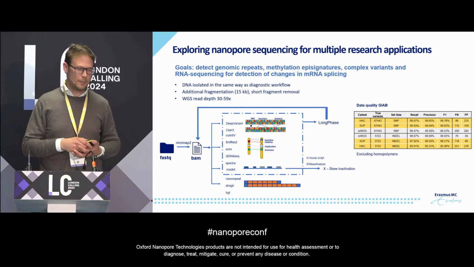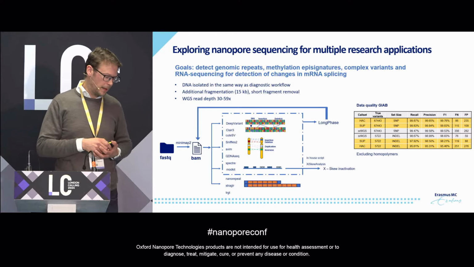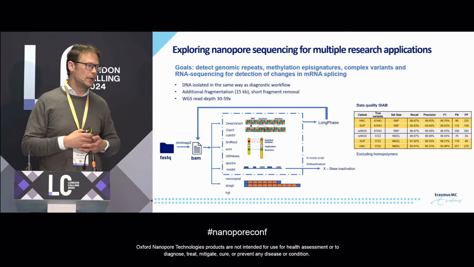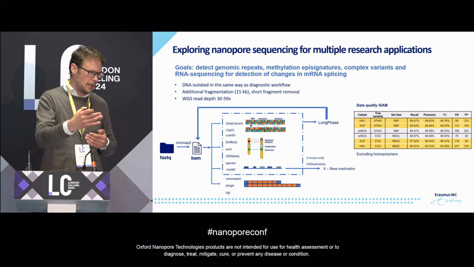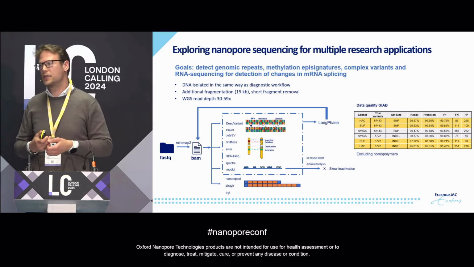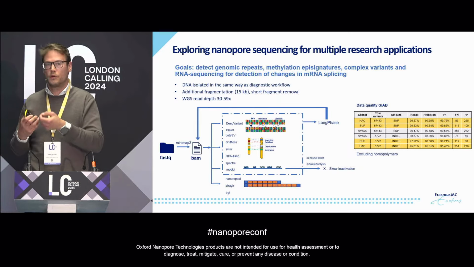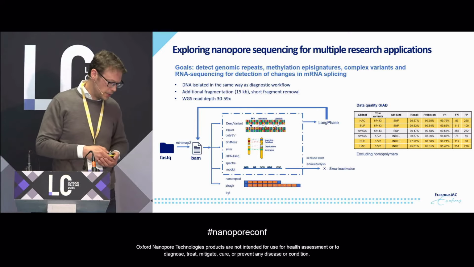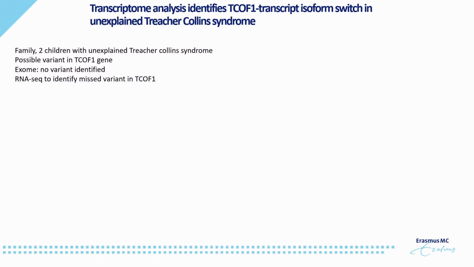So we're quite happy with this. And now, these are our research applications that we're testing. And since we have the machine anyway, we're also starting to use this to look at RNA sequencing long reads, and also for cases where we use short read RNA sequencing, and we find a clue of what's going on, what the mechanism is in the patient, but we cannot find the variant. So I'll give you some examples of that.